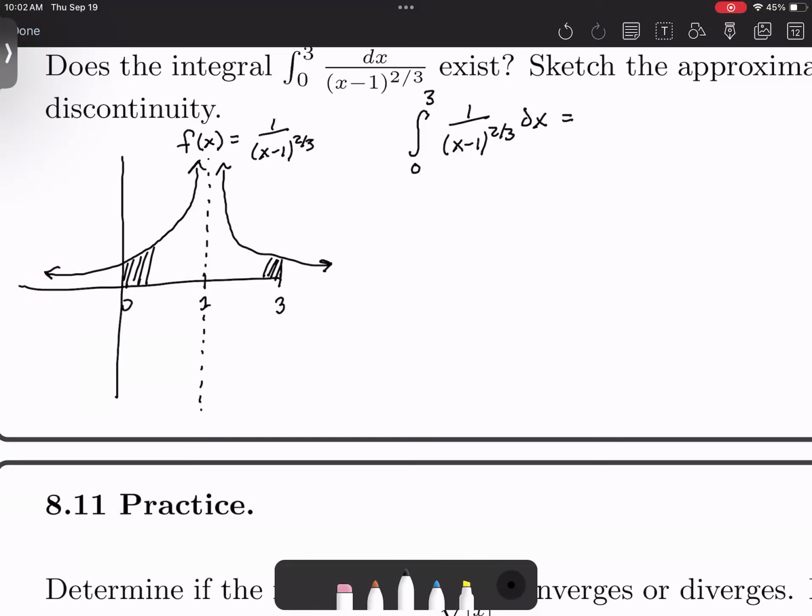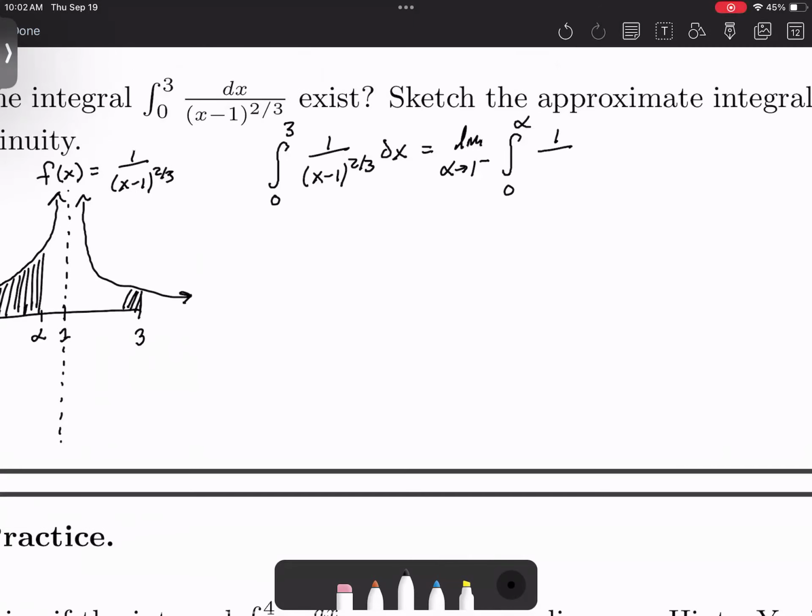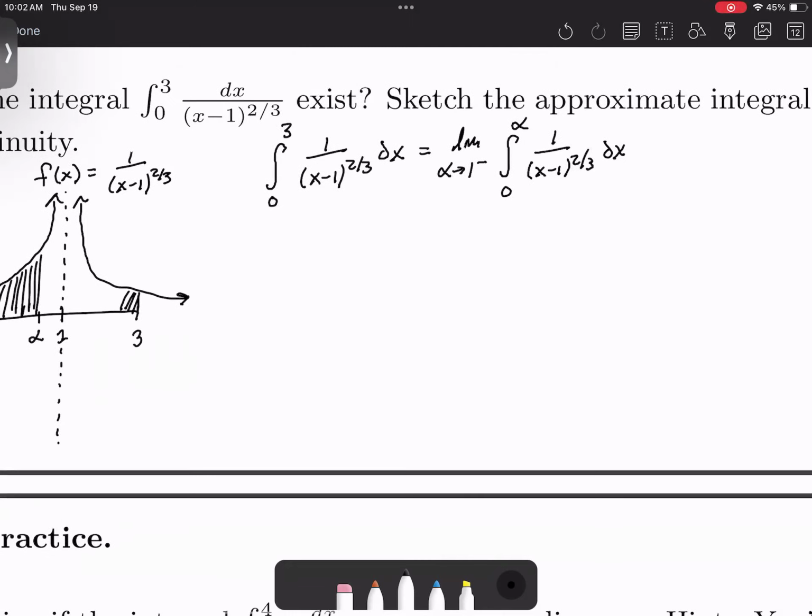So the integral between 0 and 3 of this function has to be broken up into 2 different intervals. So we will integrate from 0 to, let's call it alpha, and then I will send alpha to 1 on the left-hand side. Once I send alpha to 1, it will fill the rest of that space. And hopefully it converges to a finite answer.